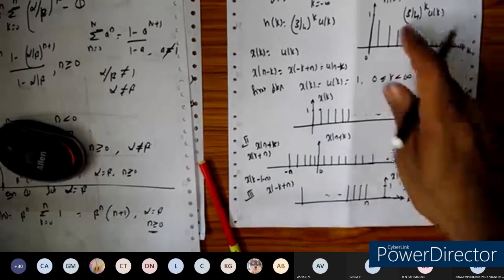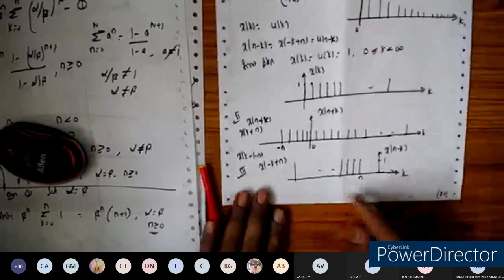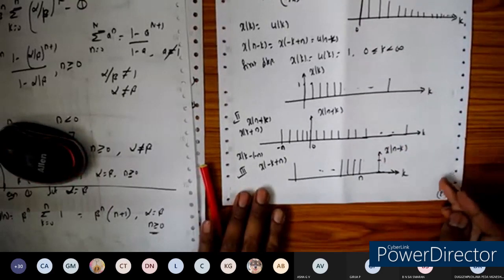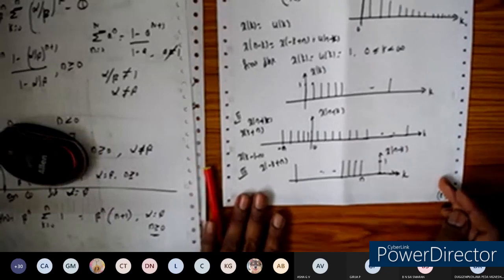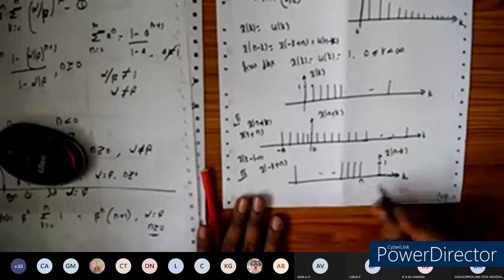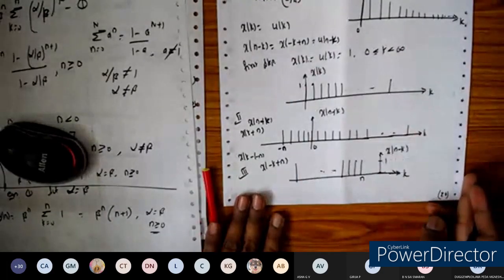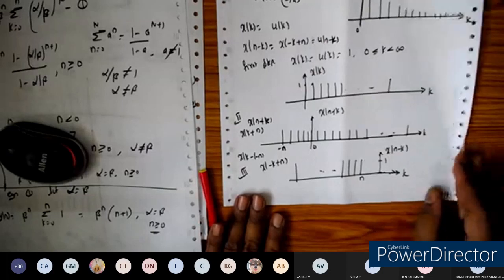I think you have taken these two waveforms. Now, by considering this, we are going to take the non-overlapping region of the sequences, and the overlapping region of the sequences, here.